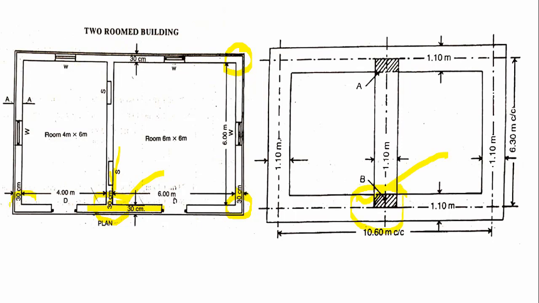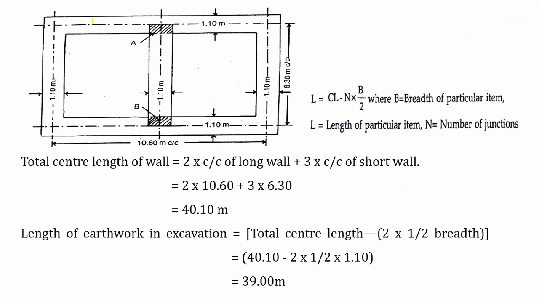So this is the corner, here we are not going to get any junction. If you carefully see, here we will get one junction and here we will get a junction. Why? Because main wall and cross wall we have. So therefore two junctions we are going to have. This is junction number 1, junction number 2. Right? So this is the center to center length.